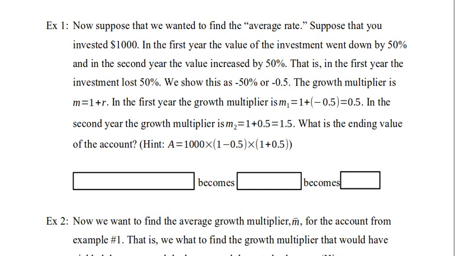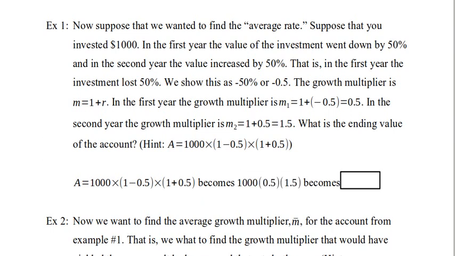In the second year, the growth multiplier is m sub 2. It's 1 plus 50%. So 1 plus 0.5 is 1.5. And so now we know that we take the starting investment of $1,000 and we multiply it by both of these multipliers. So when we do that, that just is a matter of doing some arithmetic. We've already done the addition inside of parentheses, but let's show it again. 1 minus a half is a half, 1 plus a half is 1.5, and then we do the multiplication.